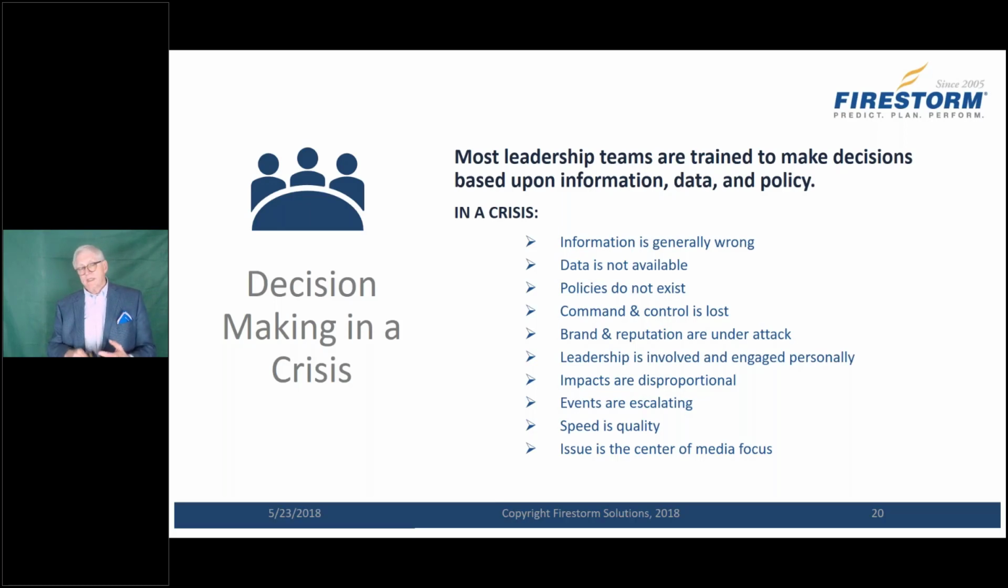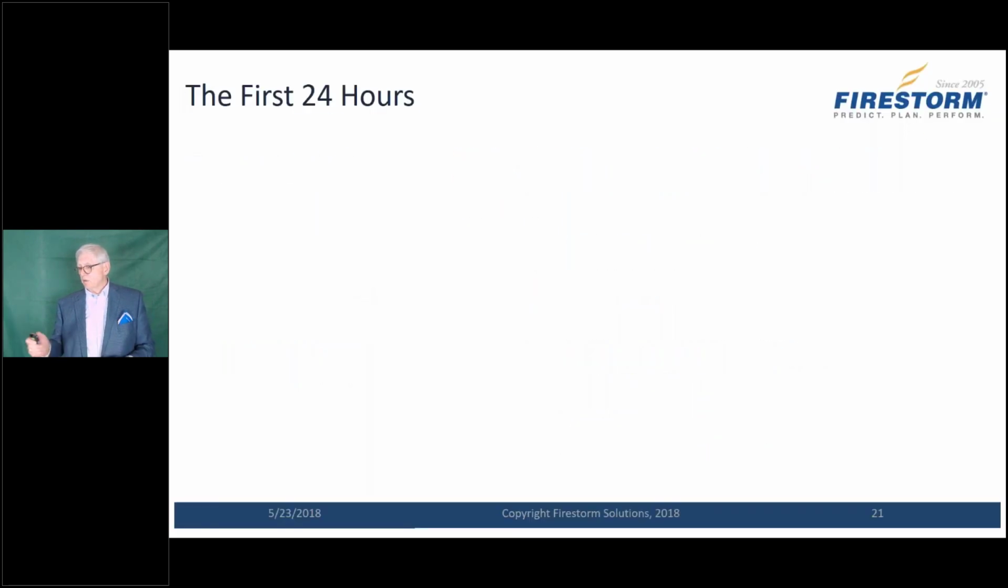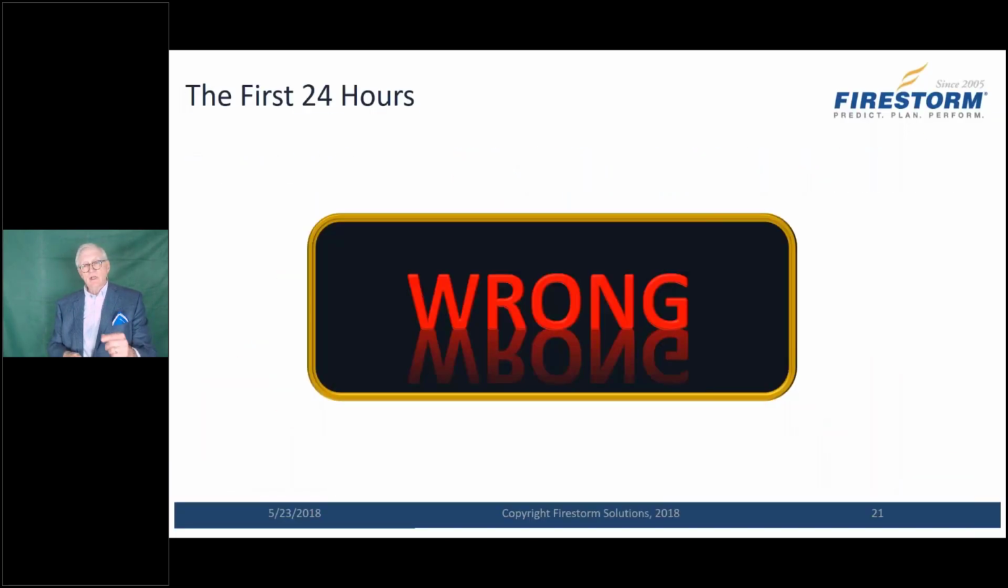So speed is quality, data is not available, we don't have metrics, we can't drive from this standpoint. Now make a decision. Oh, and by the way, just to make it easier, you have bad choice 1 and bad choice 2. Which would you like to do? That's where we are today in thinking about crisis. Again, those first 24 hours, everything you learn is wrong.